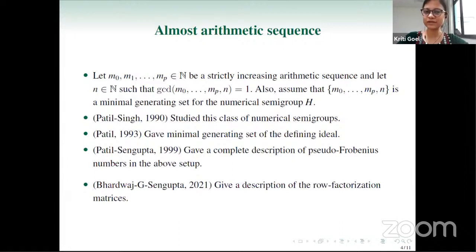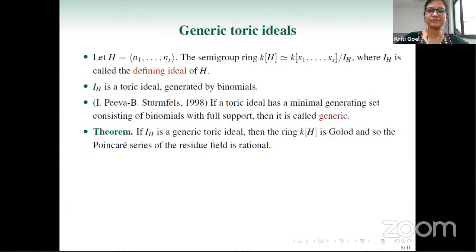But what is more important here is what we can decipher now from this information. Once we have a complete description of the matrices, what information can we dig out more about this class of semigroups? And this is what brings us to the next topic of generic toric ideals.